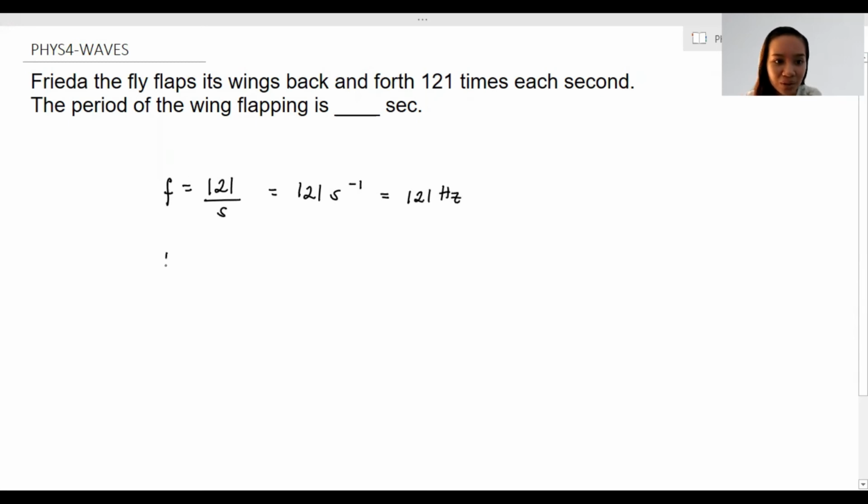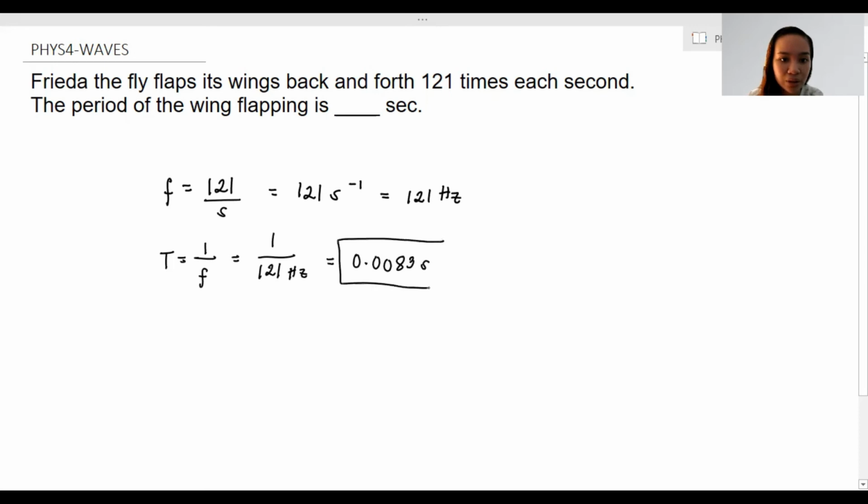And we can directly solve for our period, that is 1 over f. So 1 divided by 121 hertz. This will give us 0.0083 seconds. So this is now the period of the wing flapping of Frida the fly. So that is now the answer.